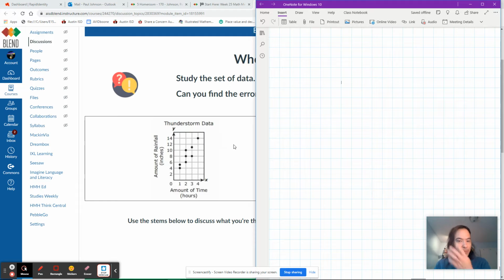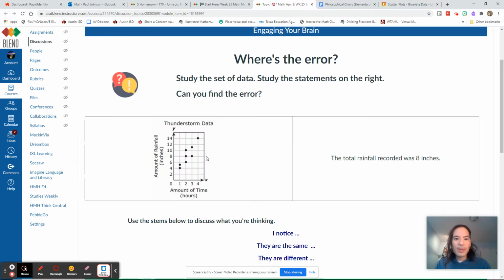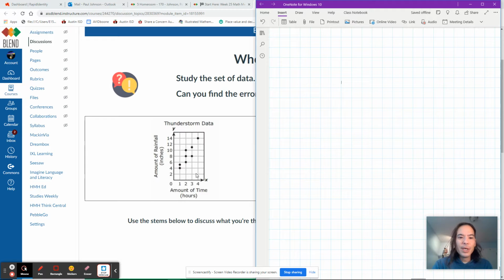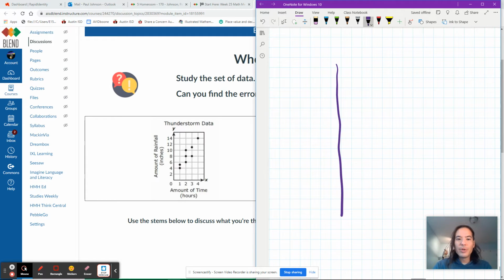All right, this is one of those spot-the-error type things. Where's the error? Study the set of data, study the statement on the right. Can you find the error? Yes, we can. But yesterday we talked about bivariate data. That was the big term for it, but it's just paired data that can go on a table, just like we made before. So we're going to make an input-output table and put these plot points on there just as practice.